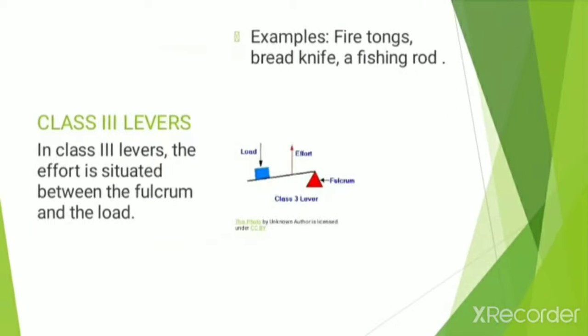Next one is class 3 levers. So basically, what are class 3 levers? In these class 3 levers, the effort is situated between the fulcrum and the load. Again, no description is required, only the definition with certain examples. So simple examples you can take are fire tongs, bread knife and the fishing rod. So these are the examples.